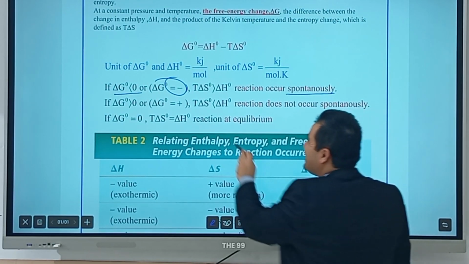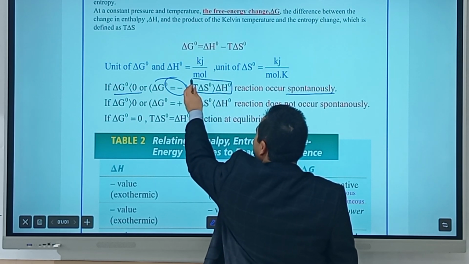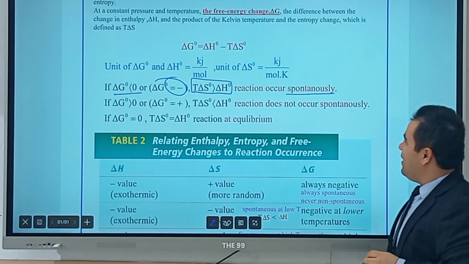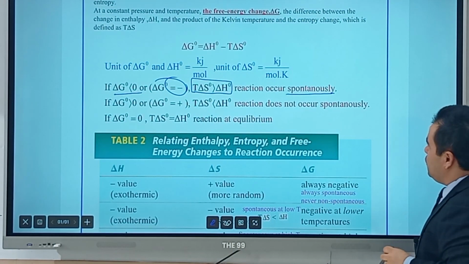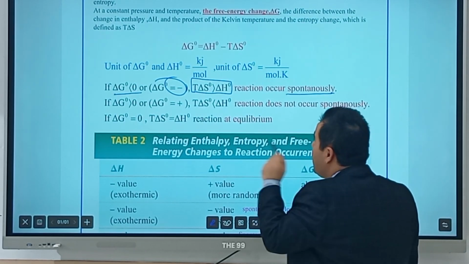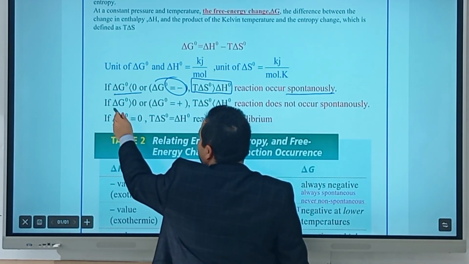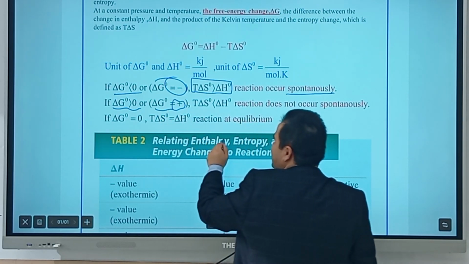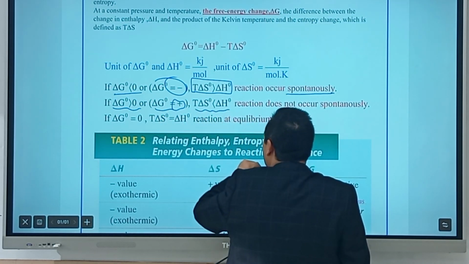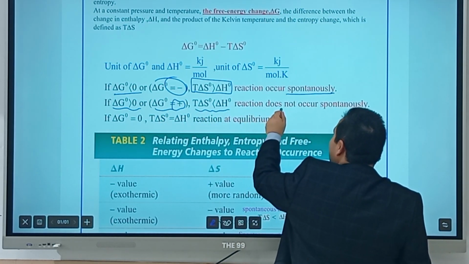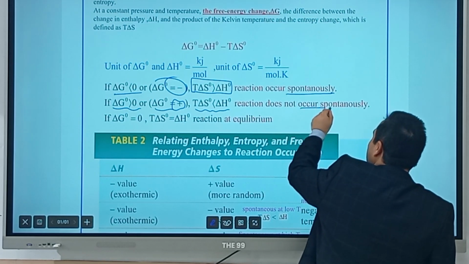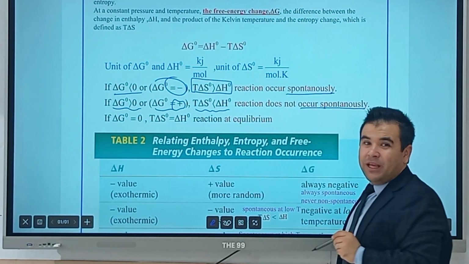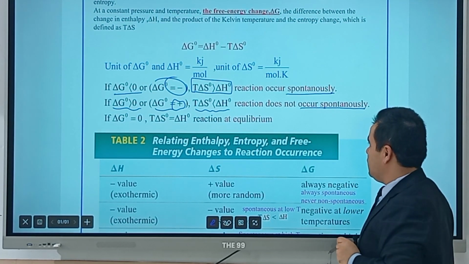Or we can say T delta S higher than delta H. In this case, it represents a spontaneous reaction. If, guys, delta G is higher than 0 or delta G positive, we can say T delta S lower than delta H, the reaction does not occur spontaneously, becomes non-spontaneous.